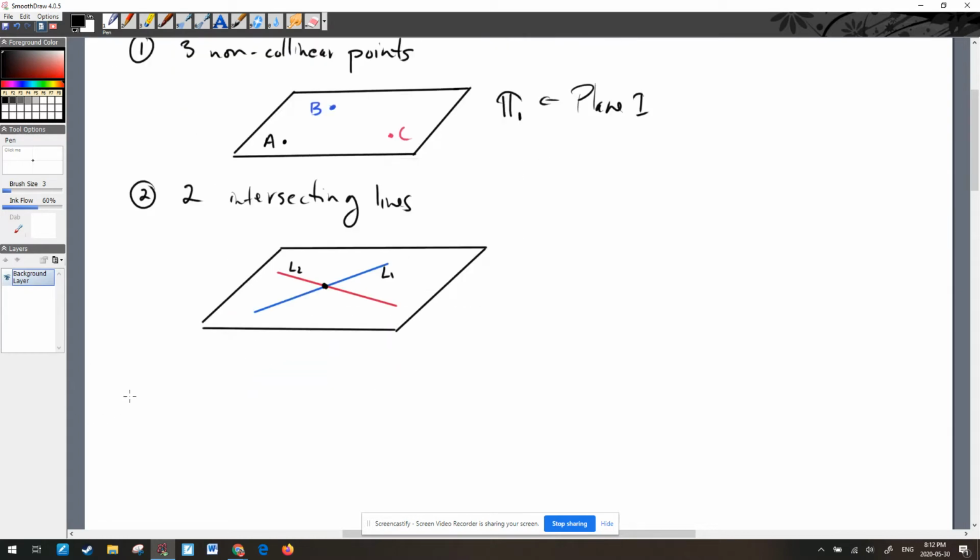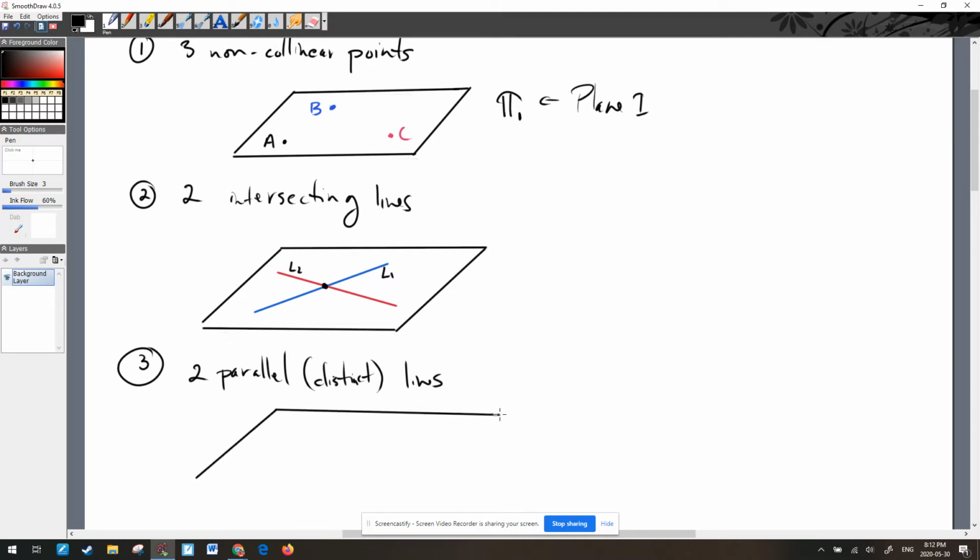All right, there's a couple more ways that we can get a unique plane. How about if we had two parallel, and I'm going to say distinct, lines. So if we had two parallel and distinct lines, right? So I'm going to draw my plane here again. If I had a line that went like this, and then I do my best to make them parallel. There we go. So there's two parallel lines.